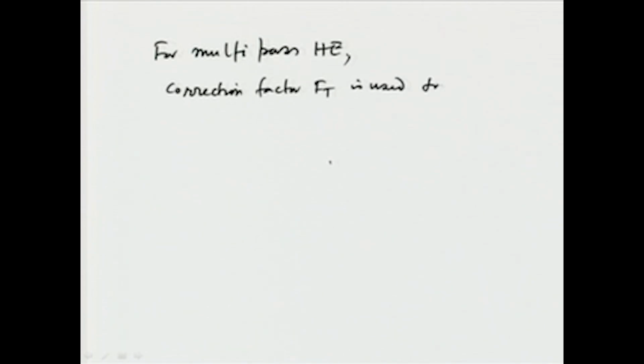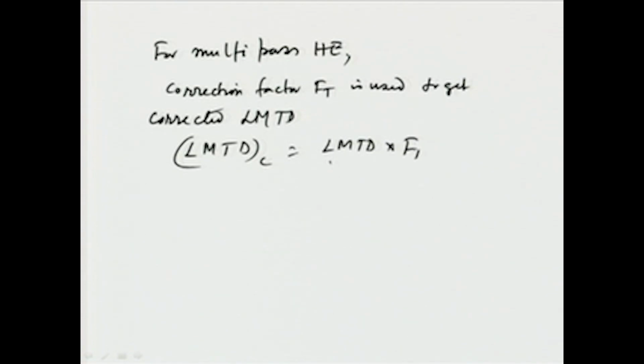So, for a multipass heat exchanger, we use a correction factor, and the correction factor Ft is used to get the corrected LMTD. So, LMTD corrected is equal to LMTD into Ft, and LMTD is delta T1 minus delta T2 by ln delta T1 by delta T2.